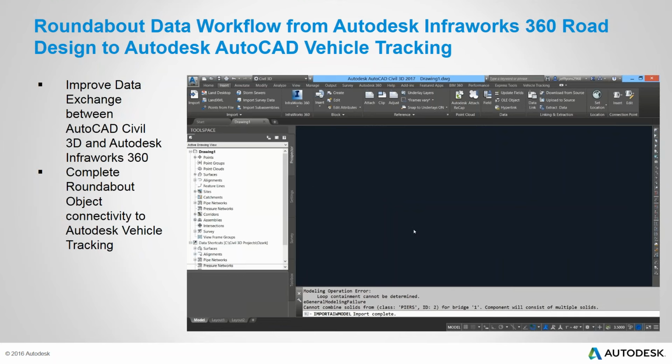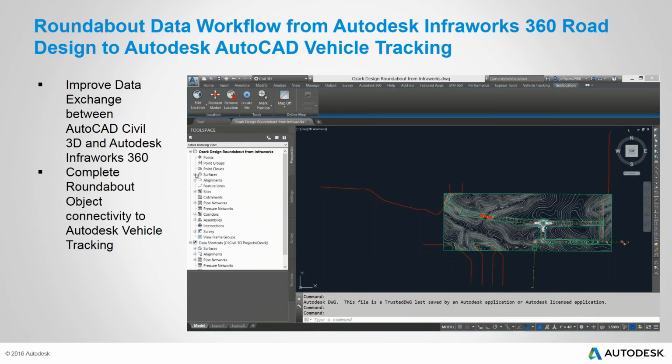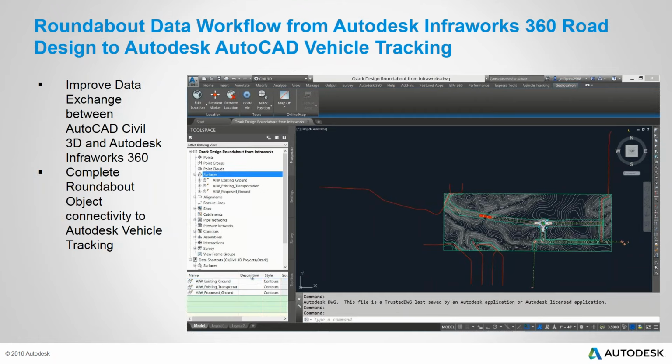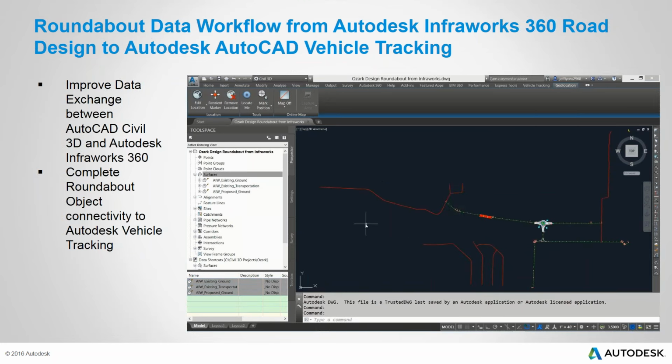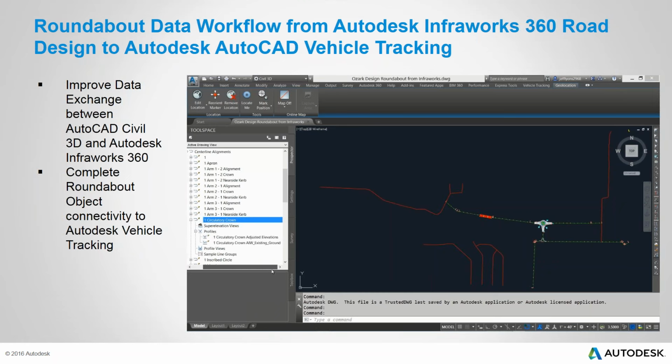So upon review of the IMX import, you can see that all of the surfaces have been imported, including the proposed ground. You can see we have the road alignments, so just changing some styles here. As you can see all of the surfaces, you can see all of the road alignments that were used in both intersection and roundabout have been imported. All of these alignments have the associated profiles applied as well. So all of this information just comes straight across from InfraWorks 360.